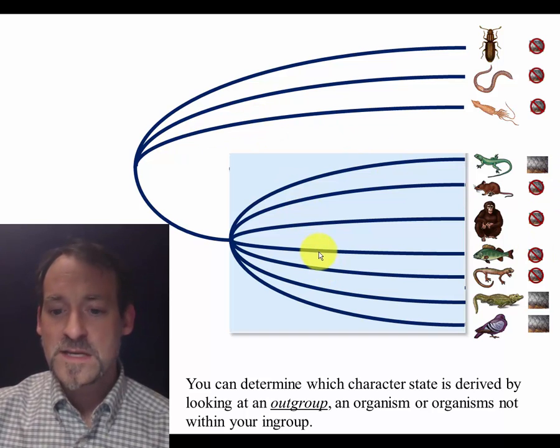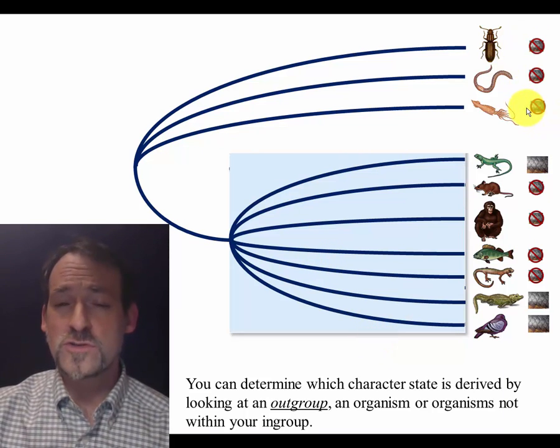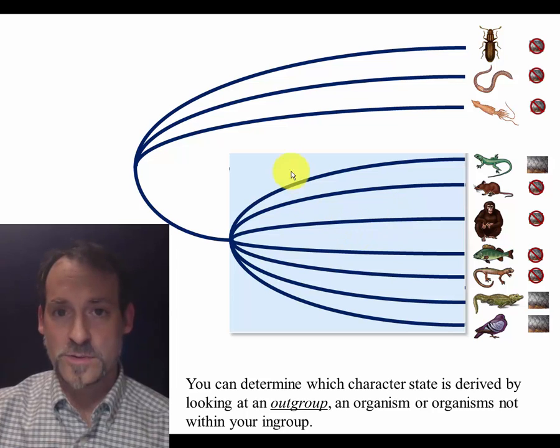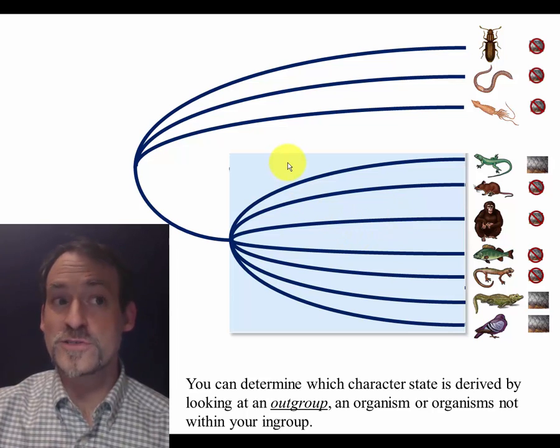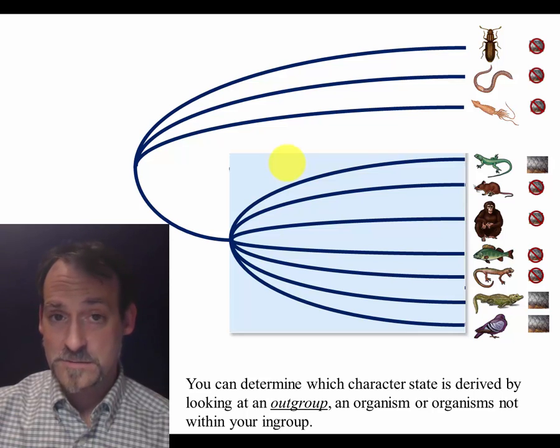So what you do is you look at the outgroup. You look at some organisms that are close to but not within your in-group. And whatever character state they have, that's the ancestral character state.